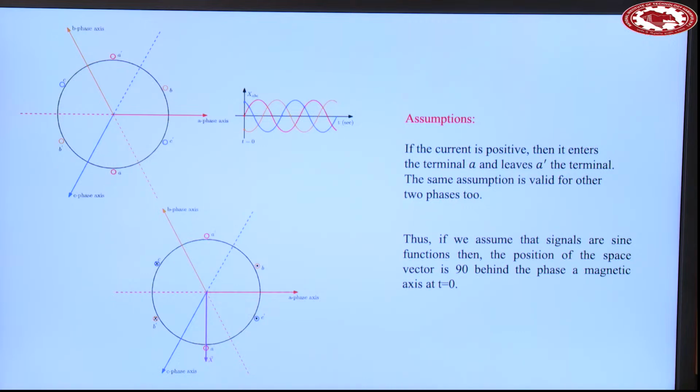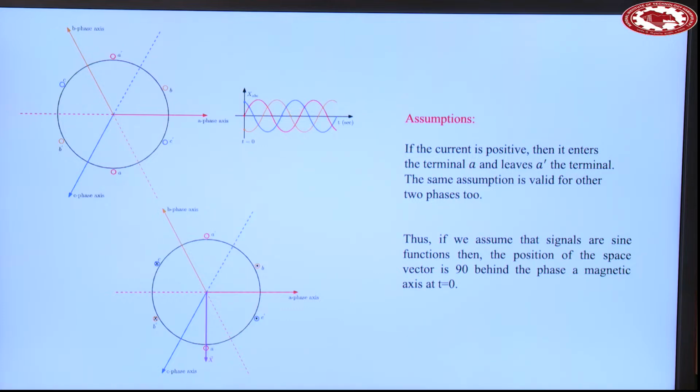That three windings are there, A dash, B dash, C dash. Three phase signals are provided, excited, and a rotating vector was formed. At t equal to 0, I am taking the assumption that when current is positive, it will be entering A and leaving A dash. If it is negative, then it will be entering A dash and leaving A. Same is valid for B phase and C phase. Okay, this is what the assumption is.